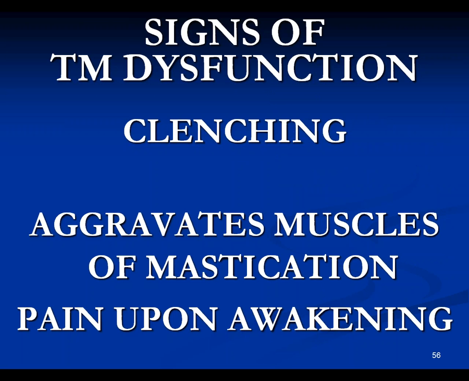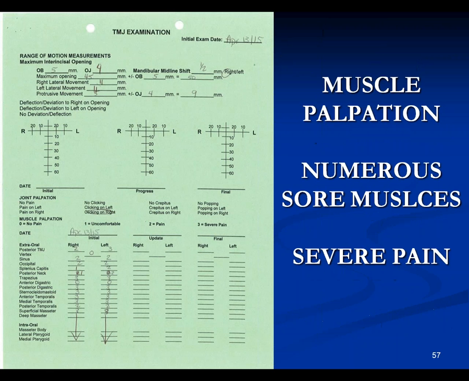So what are the signs of TMD dysfunction? Clenching is one of the signs. It aggravates the muscles of mastication. Remember the temporalis and the masseter. And pain upon awakening. Now, we palpate the muscles. We teach you how to do that in the course. That's not spelled correctly.